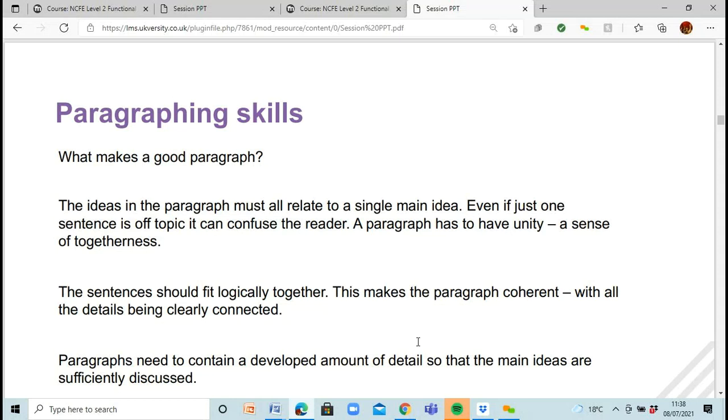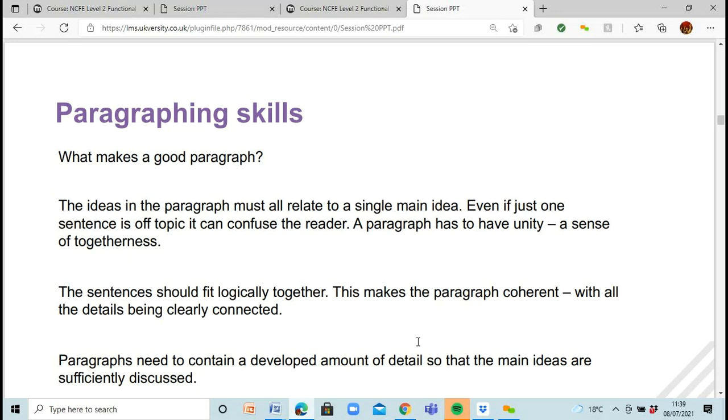So paragraphing skills, again. So what makes a good paragraph? What is it that actually makes a good paragraph when we look at it? When you're doing paragraphs, rather than having 5, 6 different ideas all in one place, it can be very confusing because your reader won't know exactly what you're talking about. So your paragraph should relate to one single main idea. Even if you have one sentence that is off topic, it can actually confuse the reader.